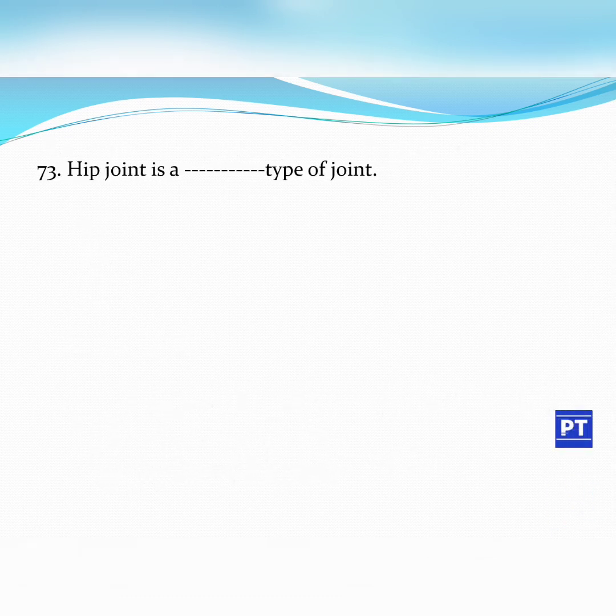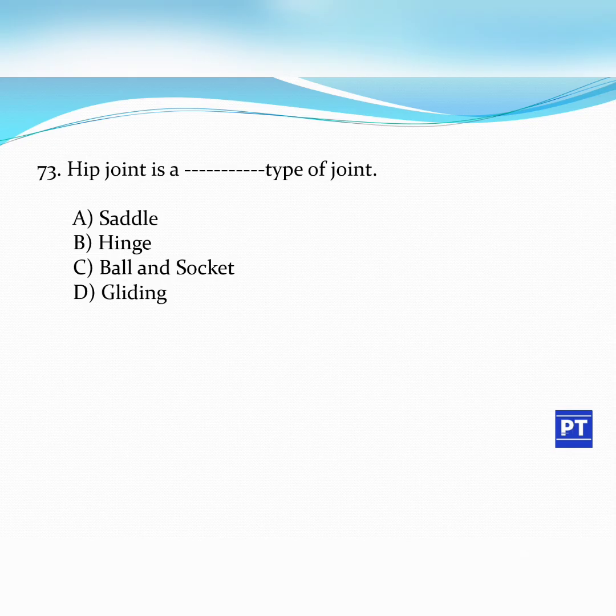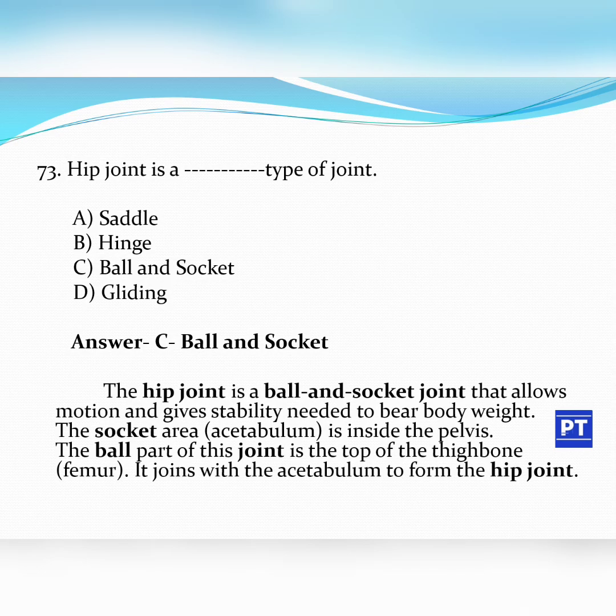Question number 73. Hip joint is a dash type of joint. Option A, saddle. Option B, hinge. Option C, ball and socket. And option D, gliding. The answer is C, ball and socket.